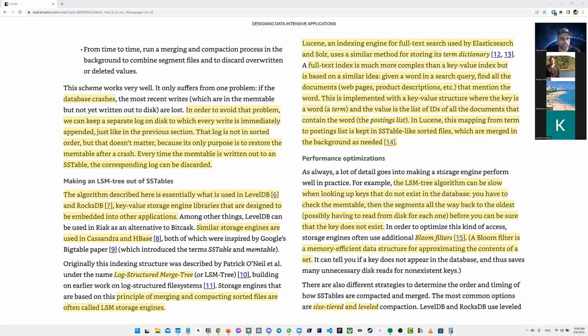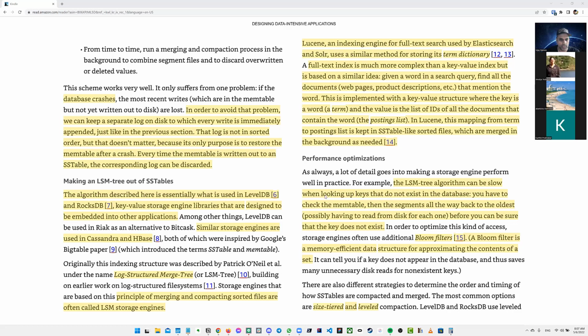Okay, all right. So essentially, the key points so far have been that these are engines. They manage how the data is getting saved, and the key values are being backed by trees in LSM. So that's the main idea here. The LSM algorithm can be slow when looking up keys that do not exist in the database. So this could be an area of optimization.